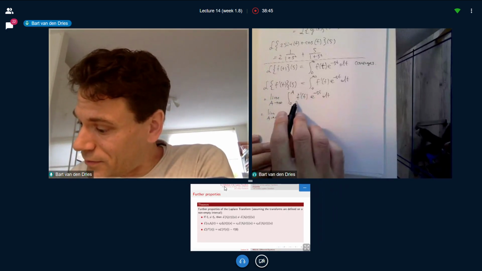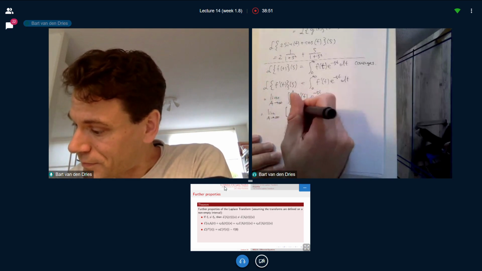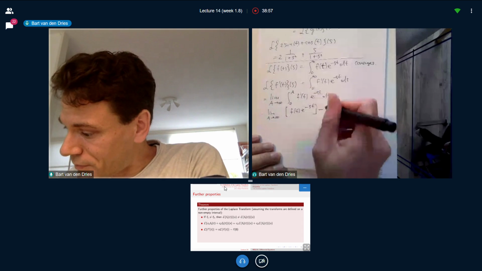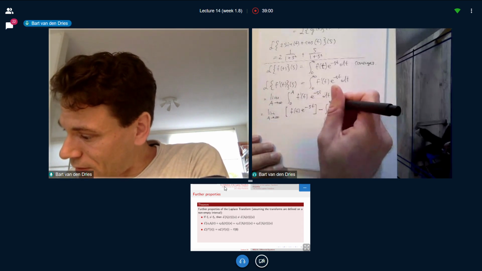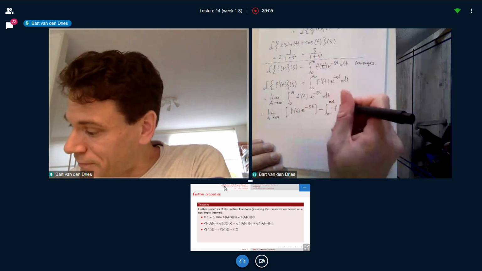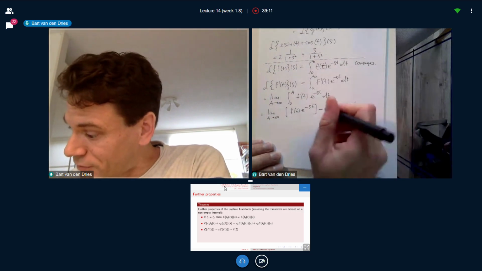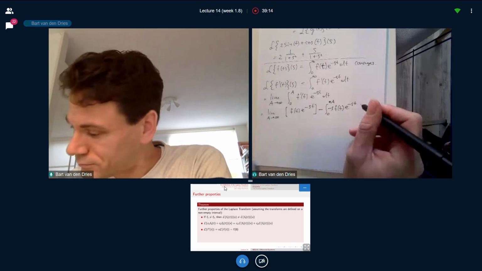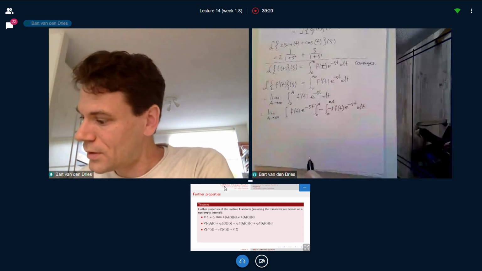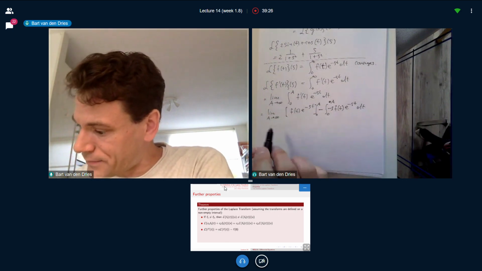So I get the antiderivative of f prime, for which I can just take f times e to the power minus st, minus the integral from 0 to a of f(t) times the derivative of my exponent. So I get f(t) times e to the power minus st, and the derivative with respect to t gives a minus s here as well. This is between 0 and a.